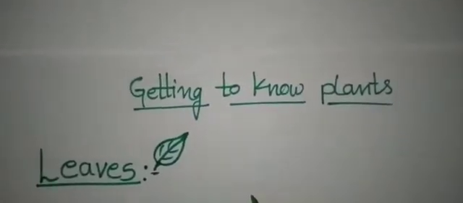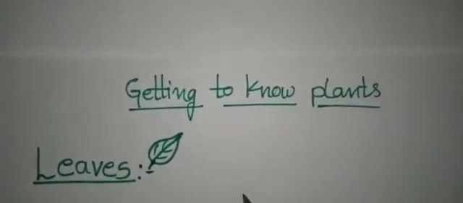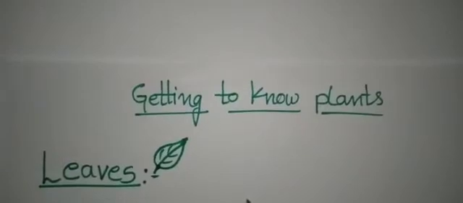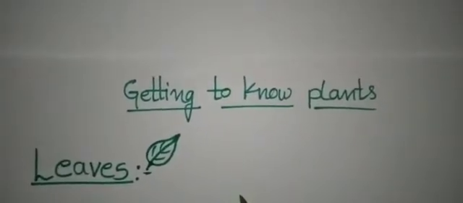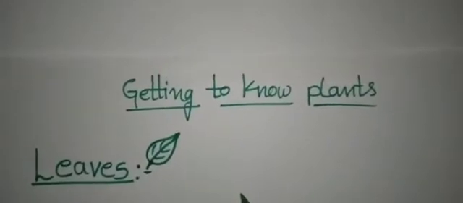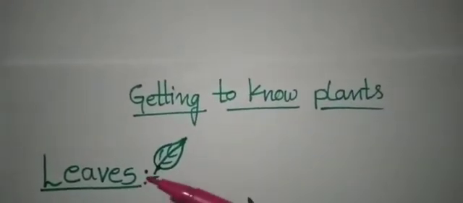You know that we are learning the chapter Getting to Know Plants. In the previous class, you have learnt about the root system, and in the shoot system you have learnt about the stem. And today we are going to study a very interesting and very important part of the plant, that is leaves.